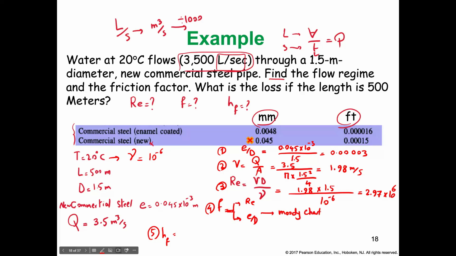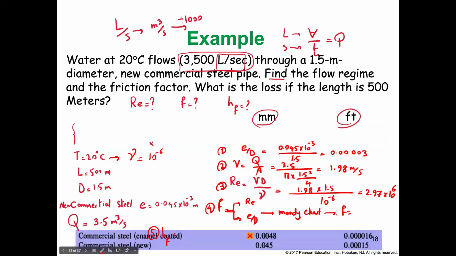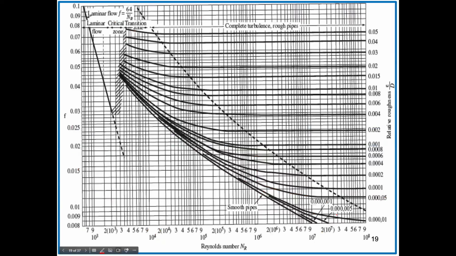I like the name, Moody. Okay, back to this one. Here we go. If you remember, E over D was 0.000, so many zeros, 3. So 4 zeros here, 4 zeros here. One of them 1, the other one 5. So 3 should be somewhere here. So make a line here. Reynolds is 2.97. Let's say 3 multiplied by 10 to the power 6. 10 to the power 6 is here.